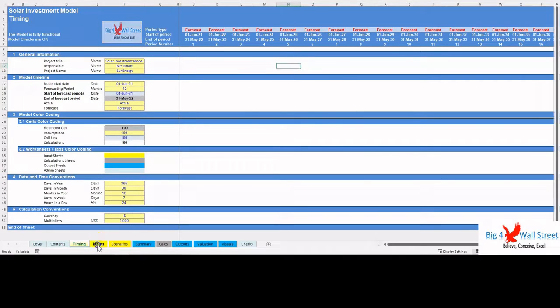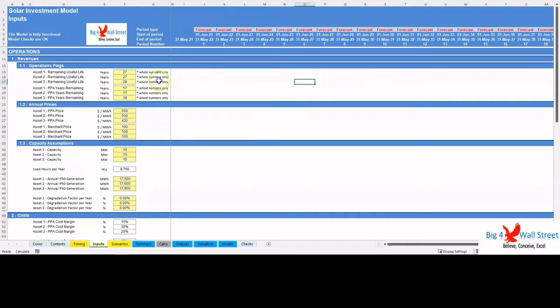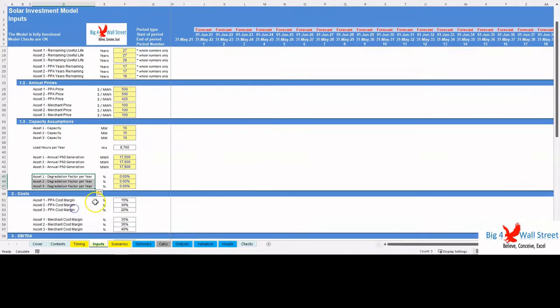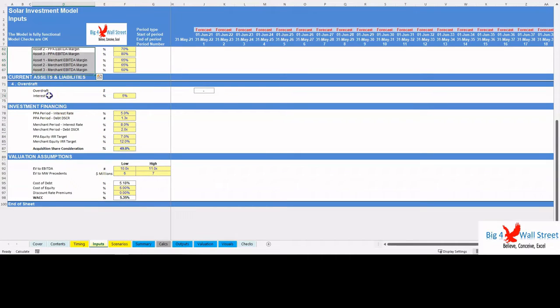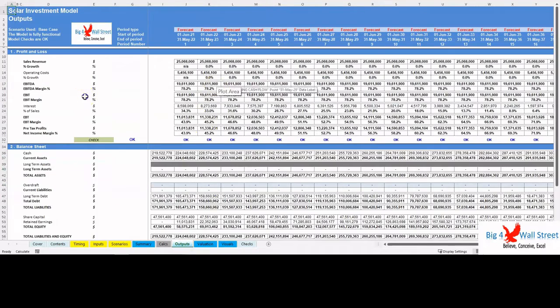Moving to the Inputs tab, in yellow is whatever can be amended as an assumption. Detailed inputs for revenues for 3 solar assets, remaining useful life, purchase power agreement remaining years, tariffs prices, capacity assumptions, energy generation, and degradation factors, profitability for each asset as a percentage of revenues, financing assumptions, interest rate, target debt service coverage ratio, target equity internal rate of return, acquisition share consideration, valuation assumptions, valuation multiples, cost of equity, and discount rate premiums.